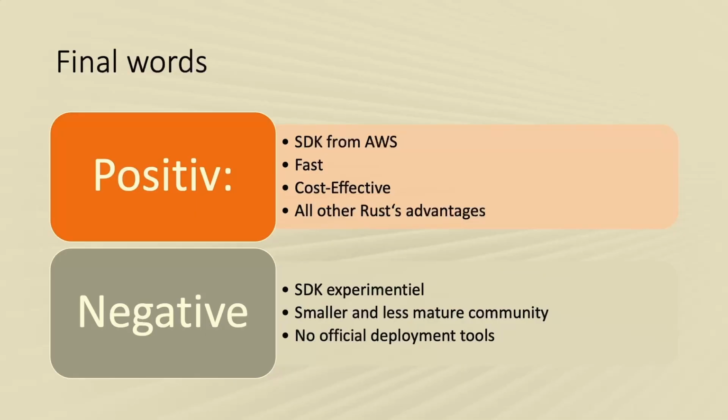So even there, it's called experimental, which may be good. If the results of the experiments are good, then maybe it will become an actual, supported language of the system. The community around Rust in AWS is much, much smaller than Node.js or Python for that matter, and less mature. And also the deployment tools are not officially supported.